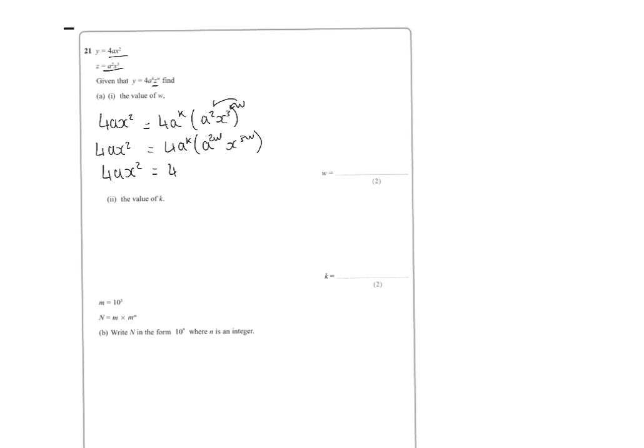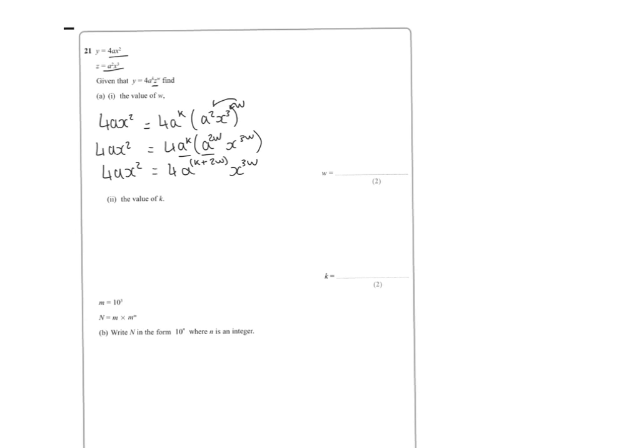Now, simplifying even further, 4ax squared will equal 4, and if we're expanding this bracket, there's no plus or minus in the middle, so we're just expanding and simplifying the fact that this a is times this a. So if we times, the powers add together, so we know that this becomes 4a to the power of k plus 2w, and then it's just x to the power of 3w, because it's all multiplying, so we're just putting them next to each other.